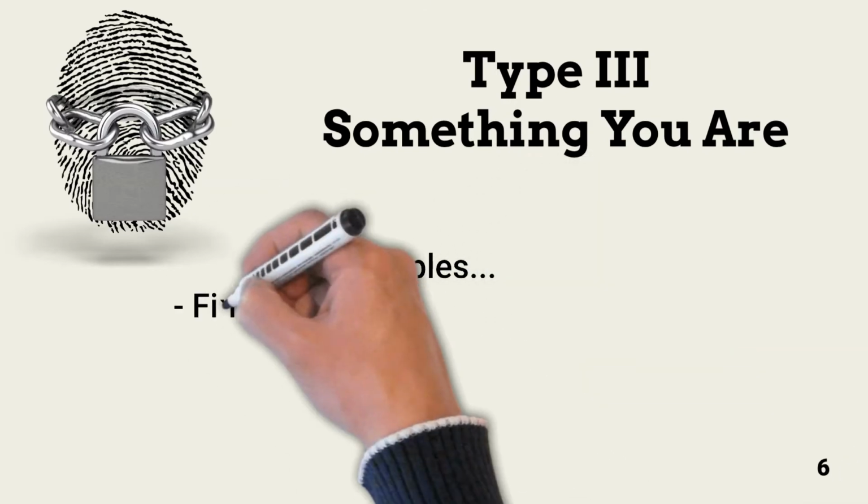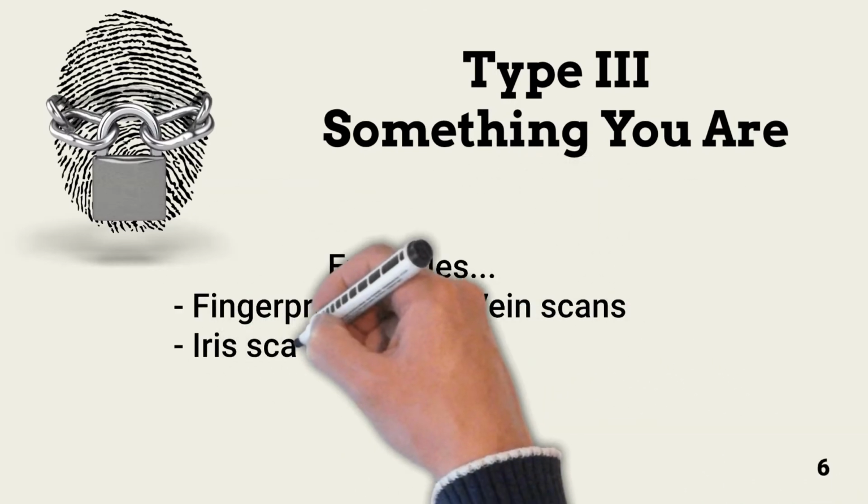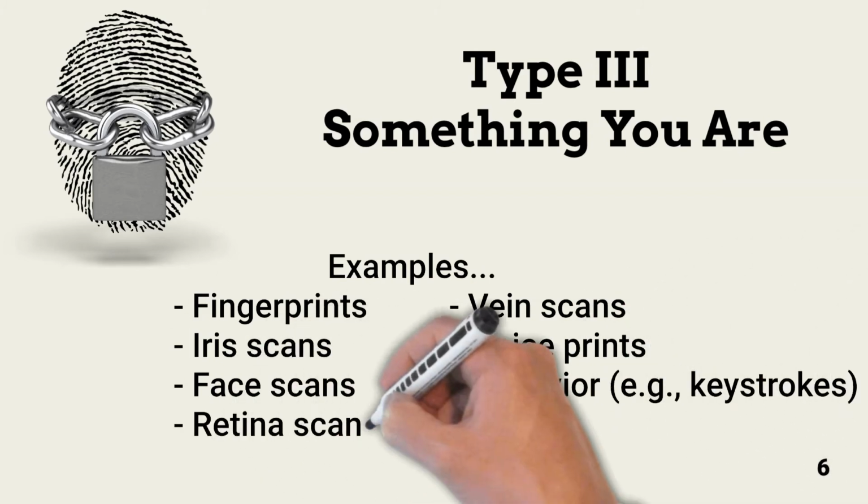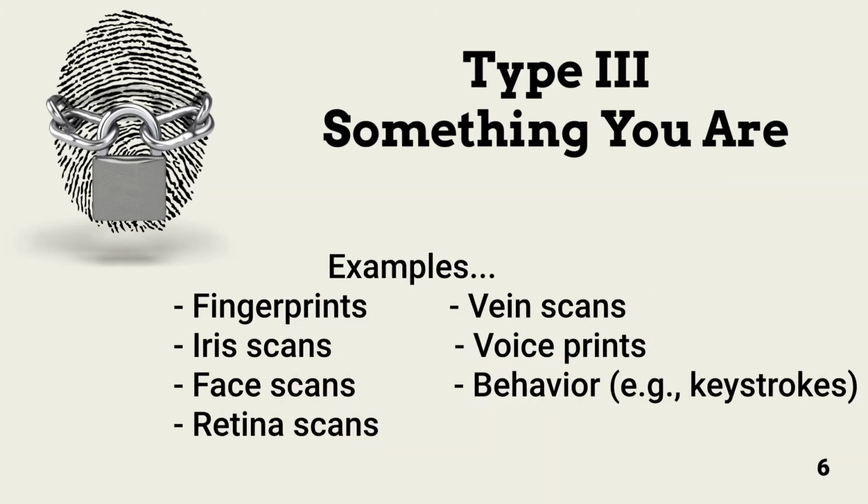Type 3 factors are known as biometrics. We can use almost any physical characteristic as an authentication factor. The problem is that biometrics can be expensive. Cheaper solutions are usually susceptible to forgery.